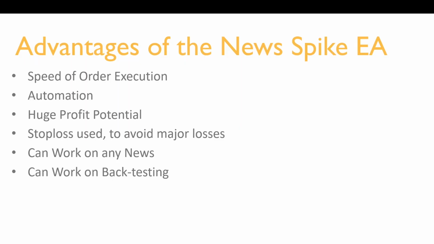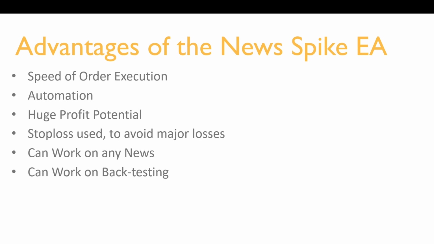So what are the advantages of the new Spike EA? Now, the first advantage here is the speed of order execution. As you can see from the MyFXBook, the expert advisor performs all of its calculations in under a second, and it also places a trade, right? It is so fast that it's able to take advantage of the initial spike and actually profit from that trade.